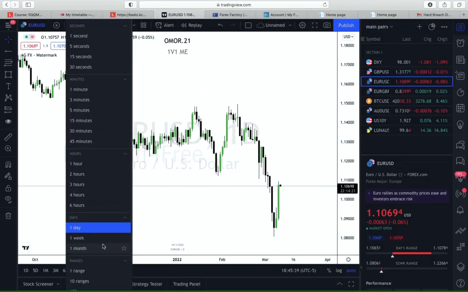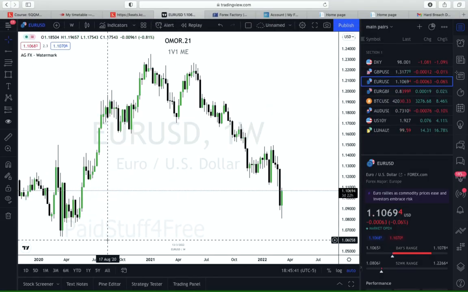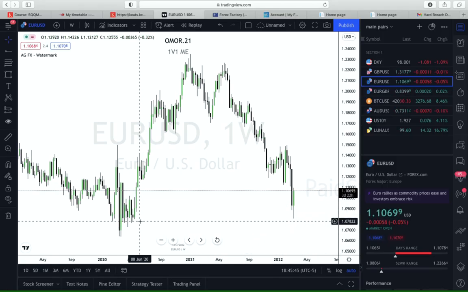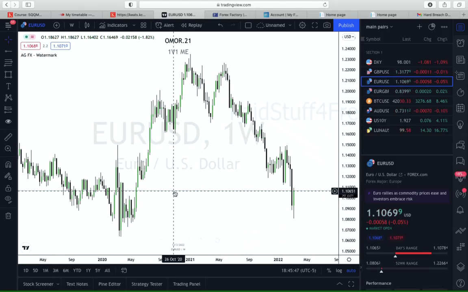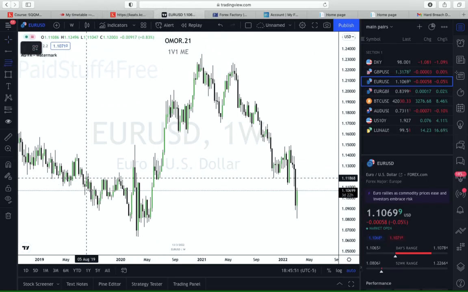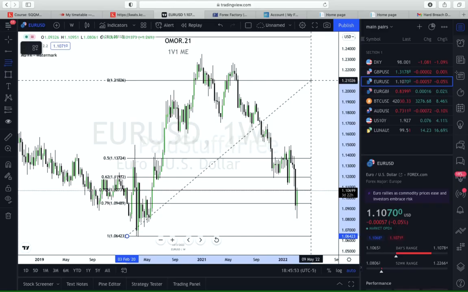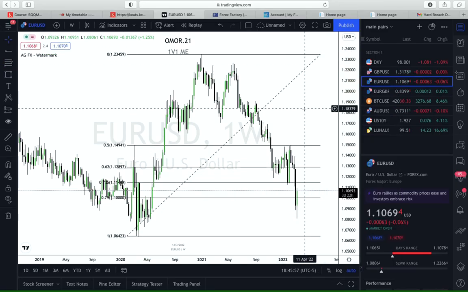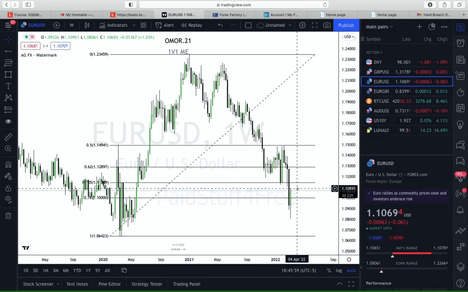You want to always consider where you are within the external ranges. Looking at this chart naked doesn't tell you a lot. When you add the fib and you're showing the levels of the fib, now it has more context.